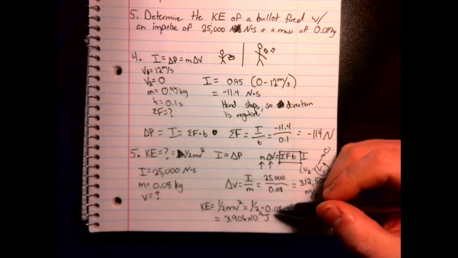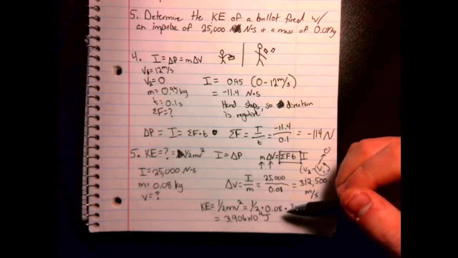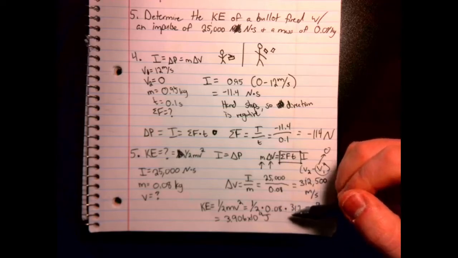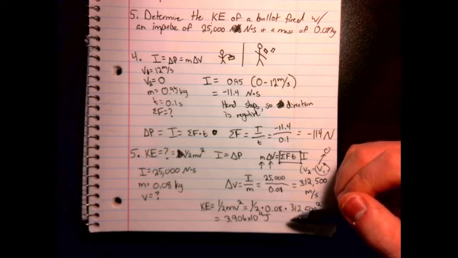Again, very unrealistic. I think I looked up a table of impulse for bullets, and after doing this once, I realized it was not very accurate, but, you know, what are you going to do? That's what I get for getting my information off the internet.